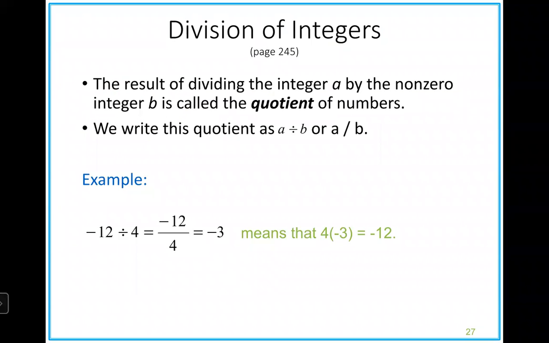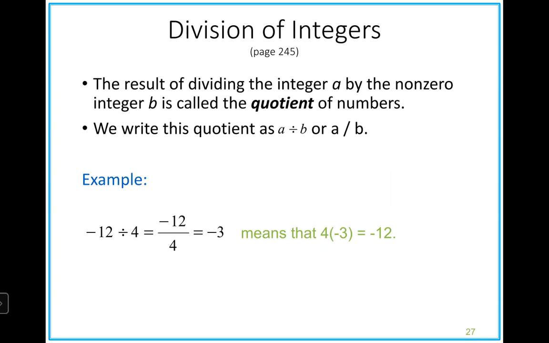Okay, so that was multiplication of integers. Now the result of dividing an integer by another non-zero integer is called the quotient. So when you divide two numbers, the answer you get is called the quotient. And we write this quotient as A divided by B or A over B. And so they give an example here.